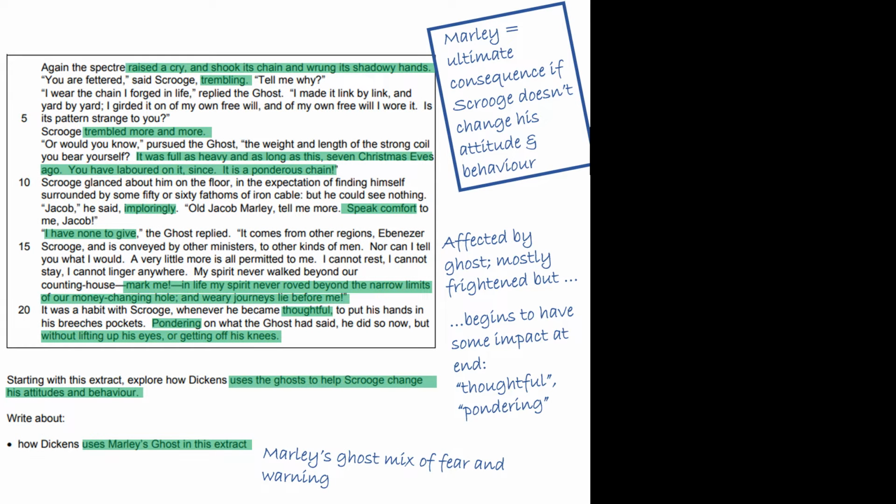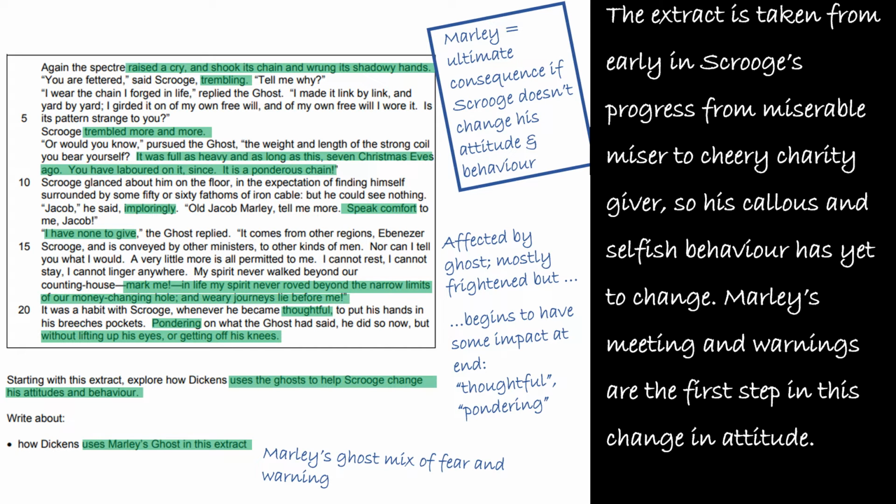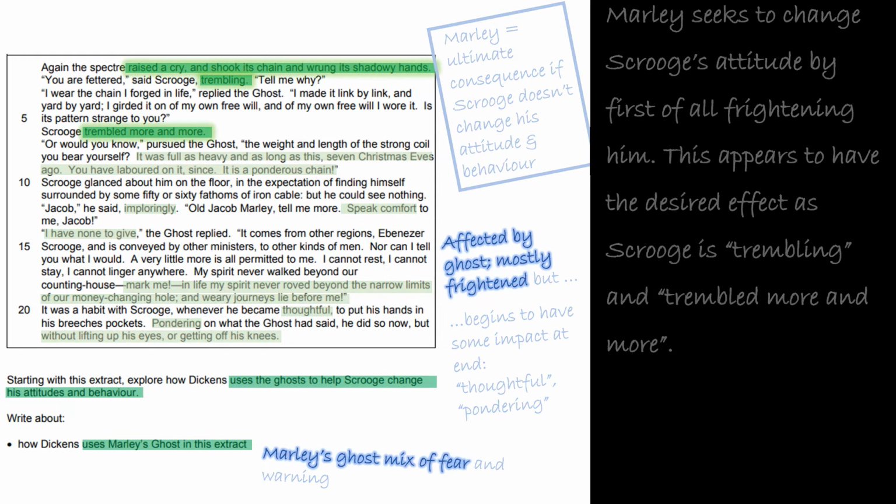When writing about the extract, it's best to start by very briefly putting it into context, for example, when it comes in the novel and why the moment in the extract is important. Note how the answer here echoes the key wording of the task, help Scrooge change his attitudes and behaviour.